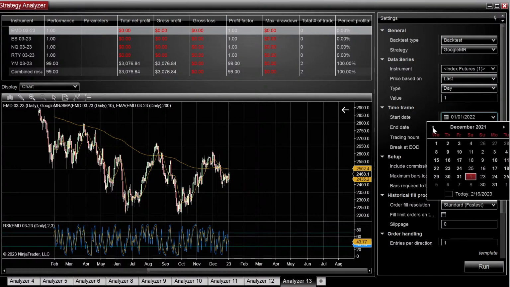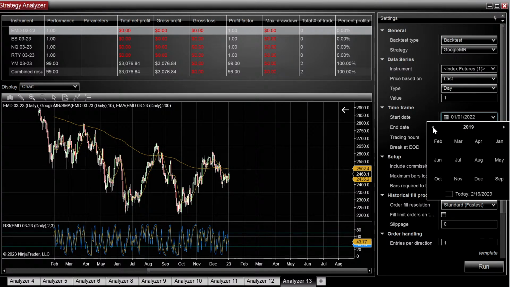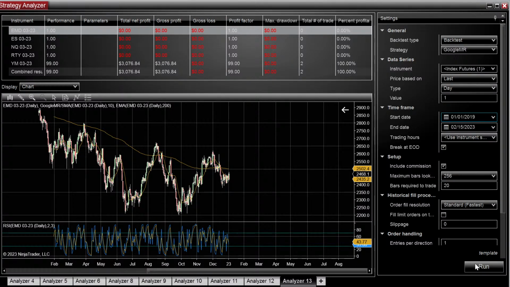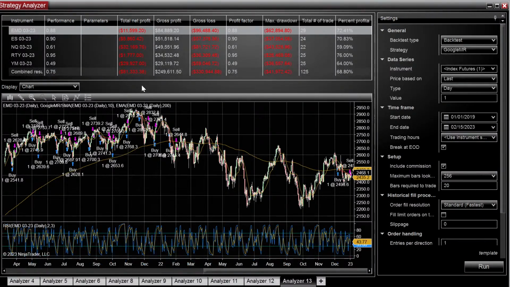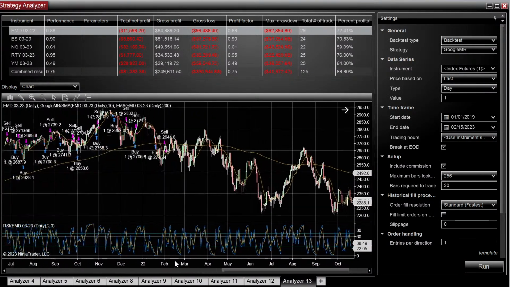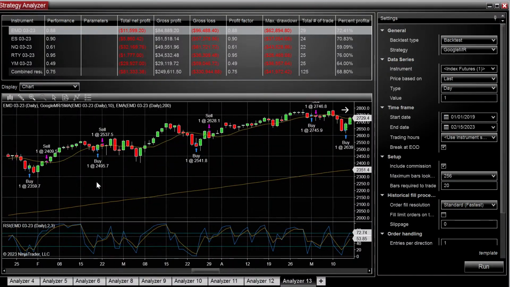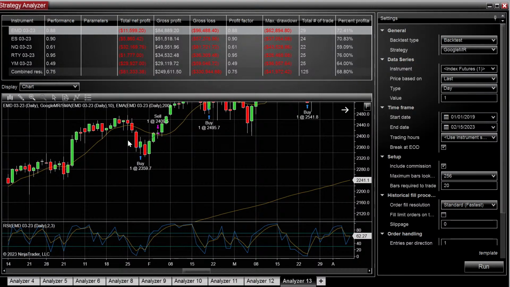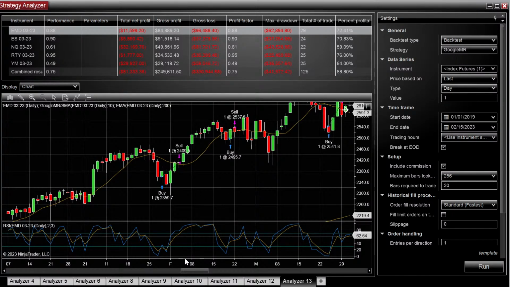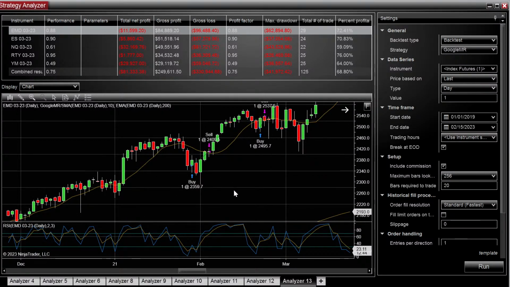So let's just give it some more data right quick. Let's give it like 3 years. Okay. So now we can see what's going on over here. You can see overall, we're definitely not profitable, but let's make sure it's operating correctly.